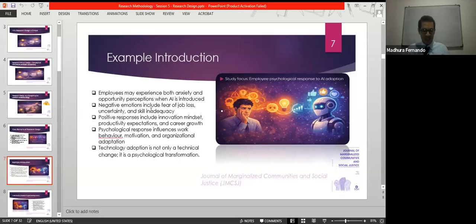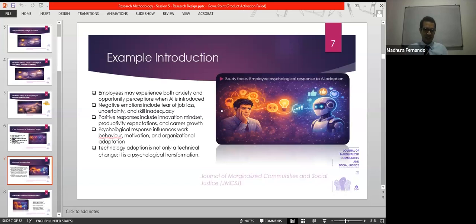Now there are negative emotions as well as positive emotions. Fear of job loss, uncertainty, and skill inadequacy. Some employees don't have skills, so when AI is adopted, they are anxious about the situation. They will develop some kind of insecurity.